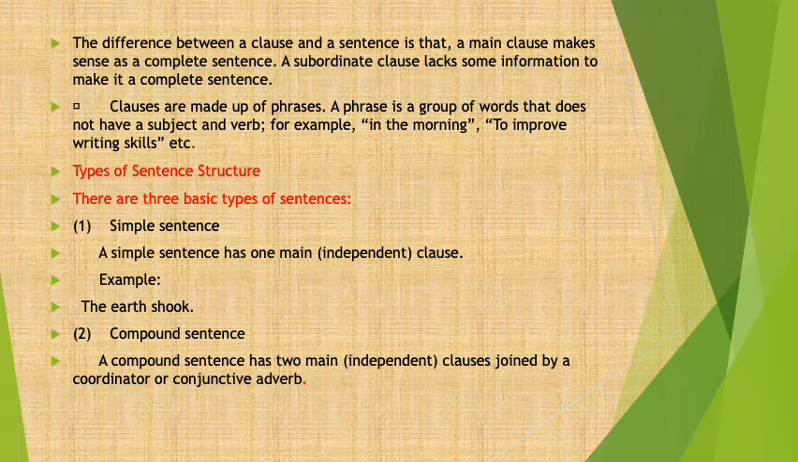Number two, compound sentence. A compound sentence has two main independent clauses joined by a coordinator or conjunctive adverb. Okay, this is the compound sentence. تحتوي على two main independent clauses. Independent شنو اللي يربطهن؟ اما coordinator or conjunctive adverb اللي هن ذن روابط نستخدمهن للربط بين الجمل.